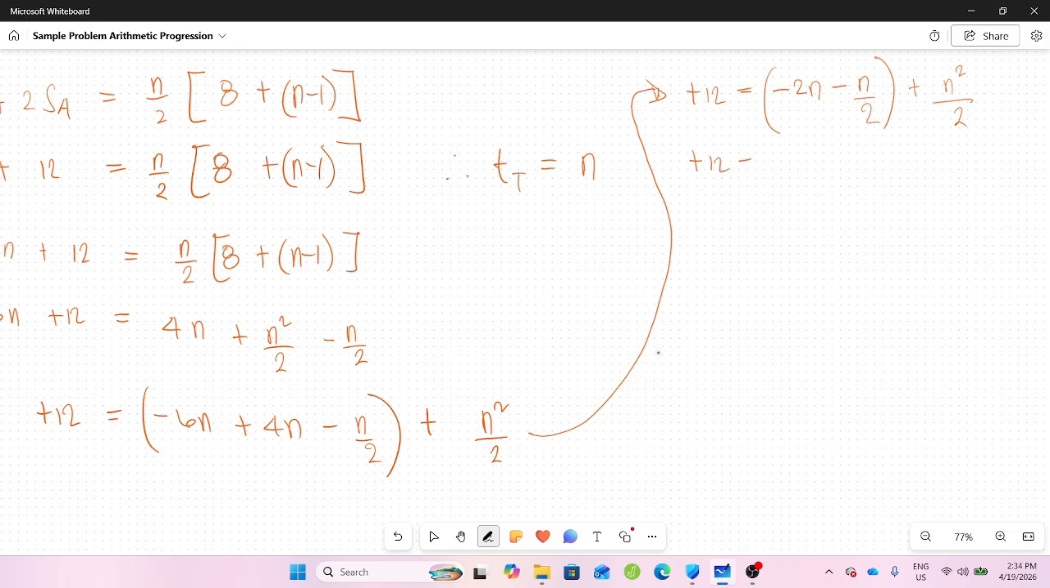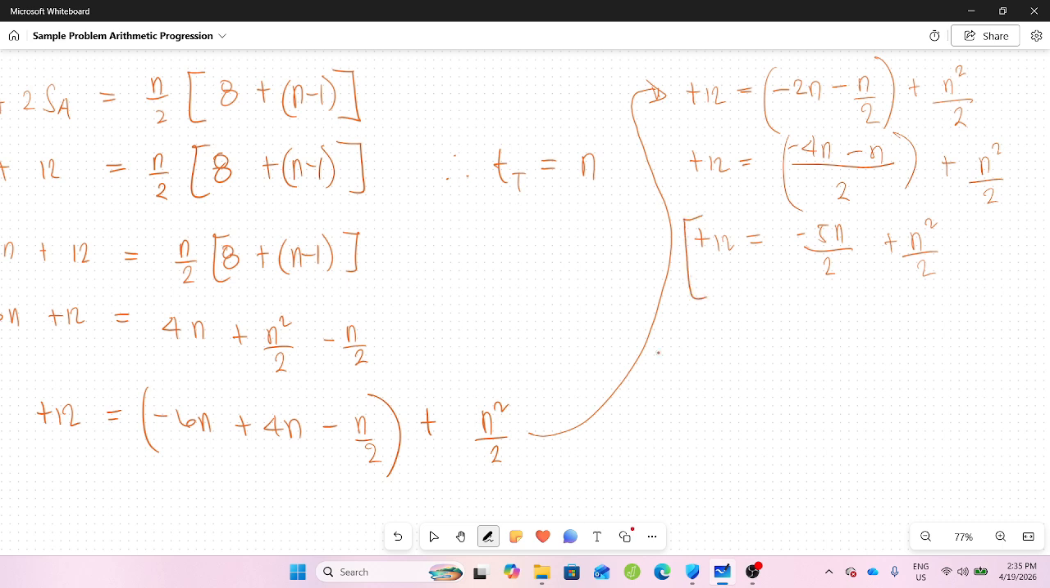Okay, continue. This is going to be the common difference. A common denominator here is going to be 2. 2 divided by 1 is 2, and then times negative 2n, that's going to be negative 4n. Here we get negative n, plus n squared over 2, plus 12 equals, that's going to be negative 5n over 2 plus n squared over 2.